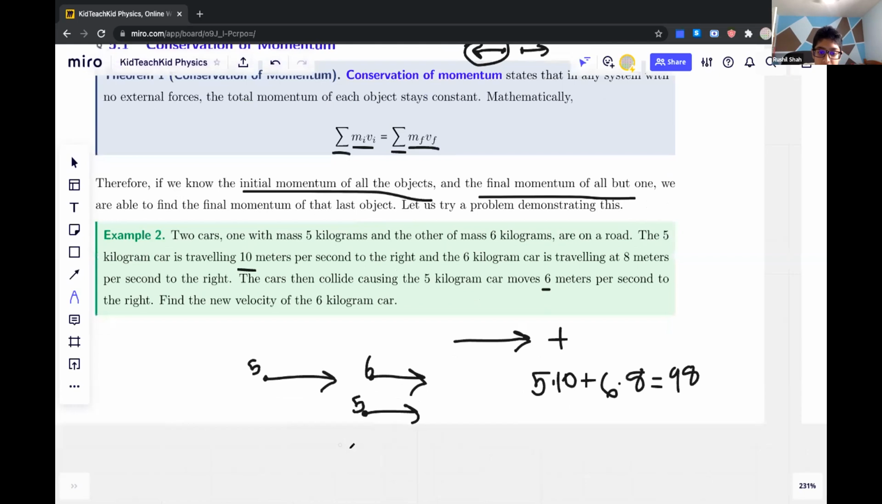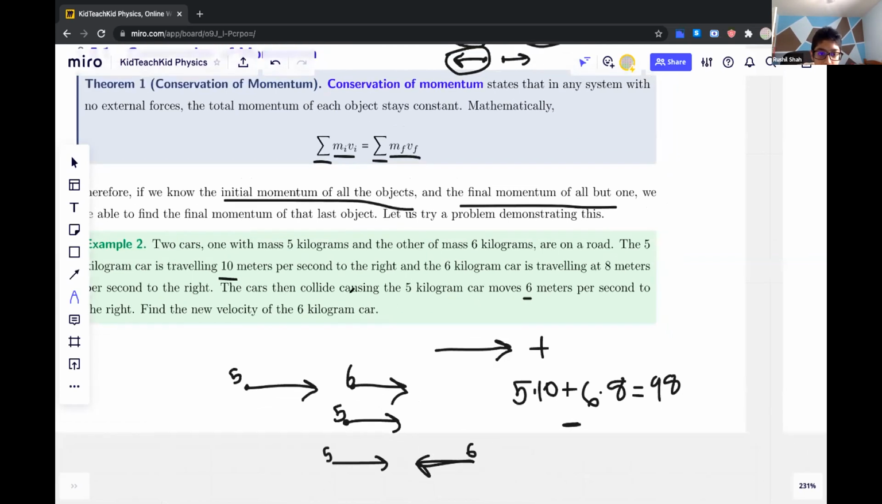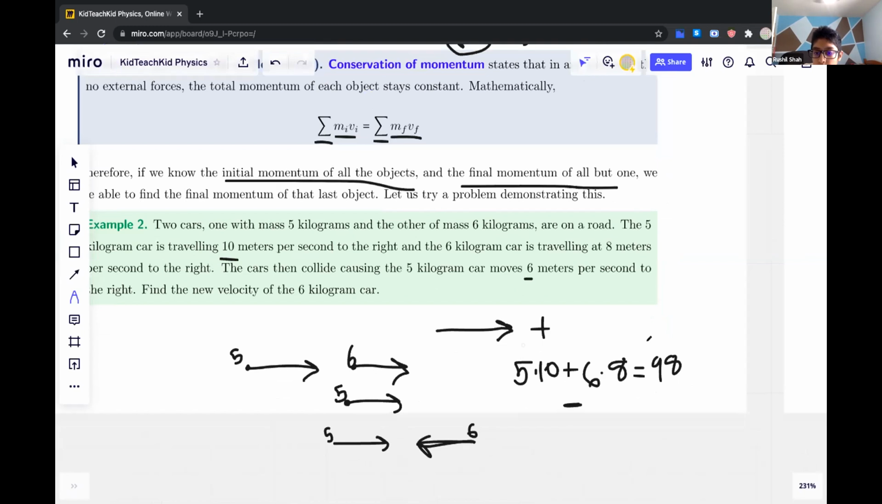But let's say that the 5 kilogram car was moving like this, but the 6 kilogram car was moving in the opposite direction. Then we would have to put a minus sign over here because it's pointing opposite of what we're saying is positive. Okay, and this is just because momentum is a vector. So the direction matters. Okay, so this is the initial momentum, 98. And now let's try finding the final momentum.